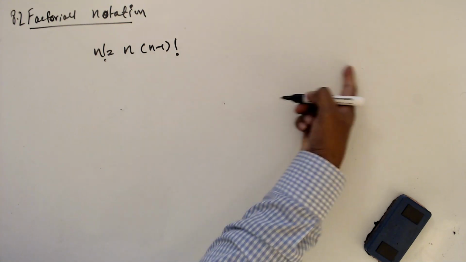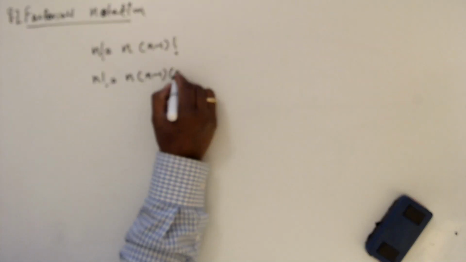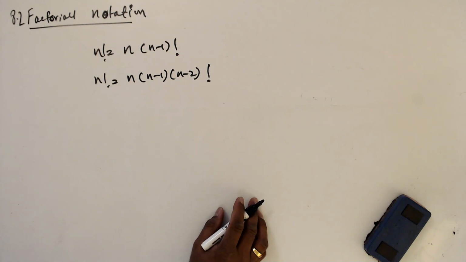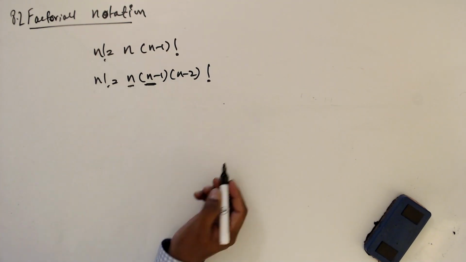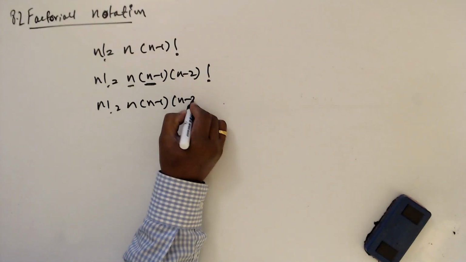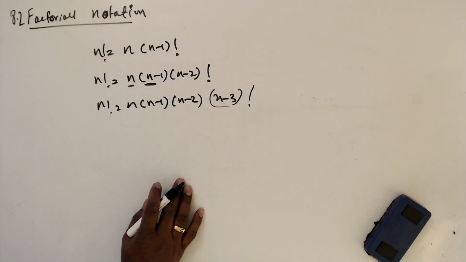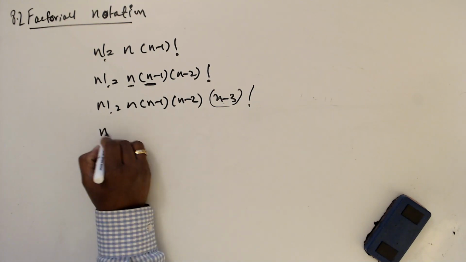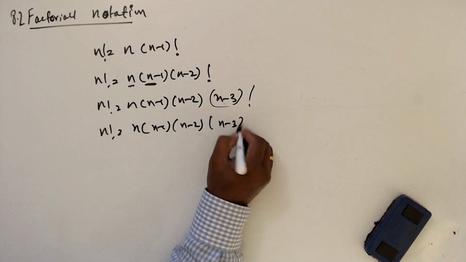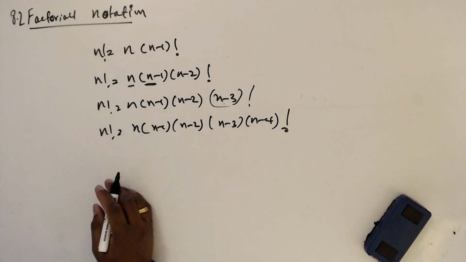N minus 1 factorial means everything up to 1. Or factorial n, you can write n times n minus 1 times n minus 2 factorial, so I take 2 out of it. For factorial n, you can write n times n minus 1, n minus 2, and n minus 3 factorial after that. Or n minus 1, n minus 2, n minus 3, n minus 4 factorial after that. So likewise, the way we want.